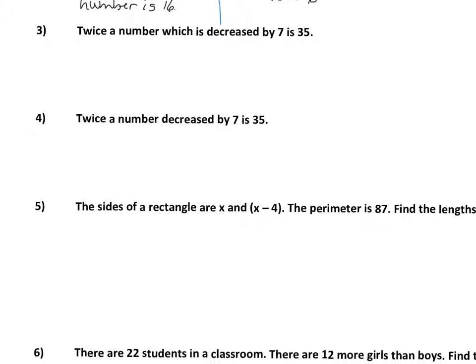Number 3 says twice a number which is decreased by 7 is 35. So very similar, but the equation itself is a little bit more complicated than the first two. So let's define our variable. What is it that we don't know? Again, we're trying to find a number. So we're going to let x equal a number.